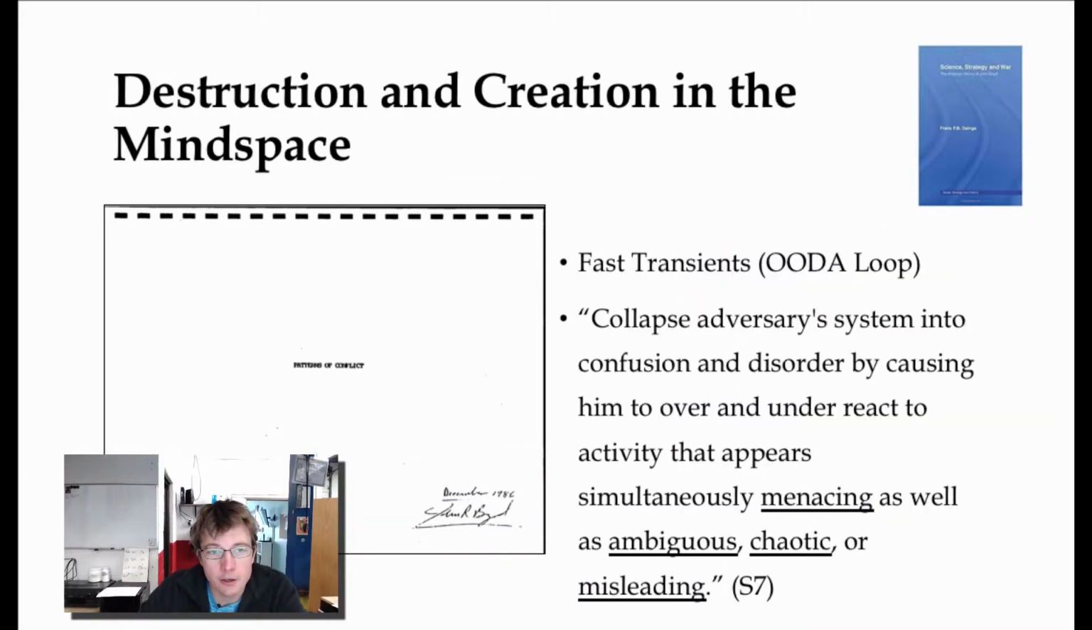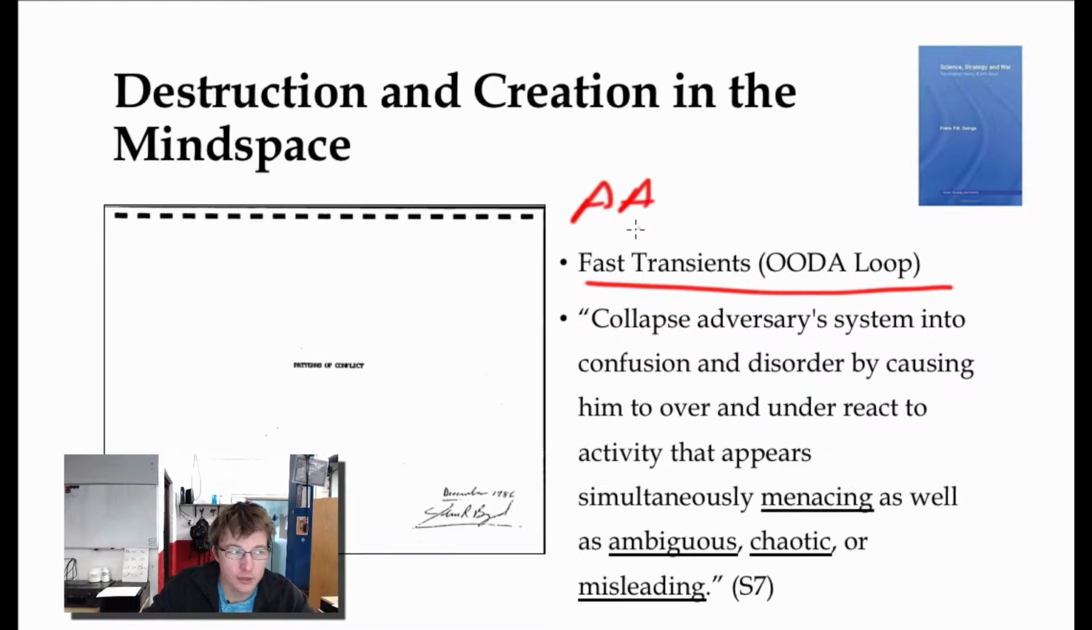Early on in Patterns of Conflict, Boyd begins addressing this notion of fast transients and the OODA loop. This is the first time that we see this notion of observe, orient, decide, act loops applied in Boyd's thinking, in his phrasing, in his discussion of strategy. And initially, it comes out of this air-to-air combat domain.